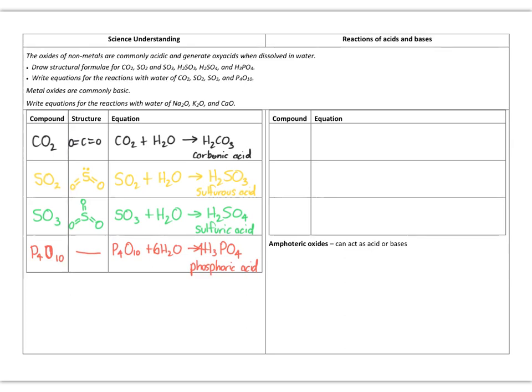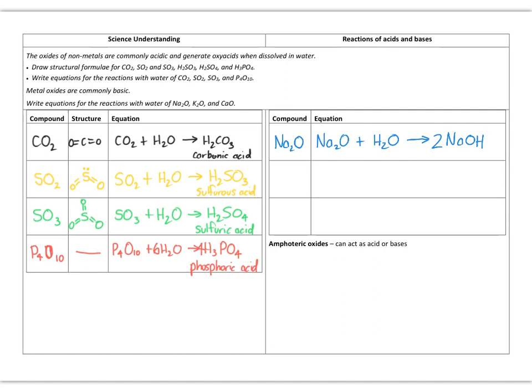So now let's look at the metal oxides. We have sodium oxide. Obviously this is a metal and a non-metal, so it's ionic. It forms a lattice with 2 sodium ions for every oxygen ion. When we react that with water, we will form sodium hydroxide. And I believe in this case we will form 2 sodium hydroxide, and that should balance.